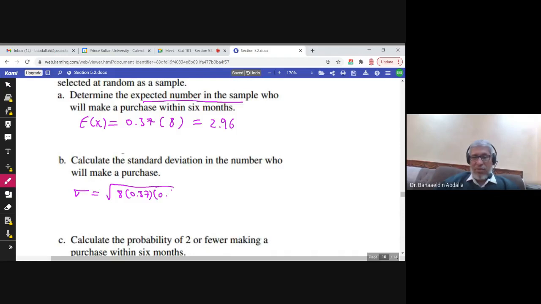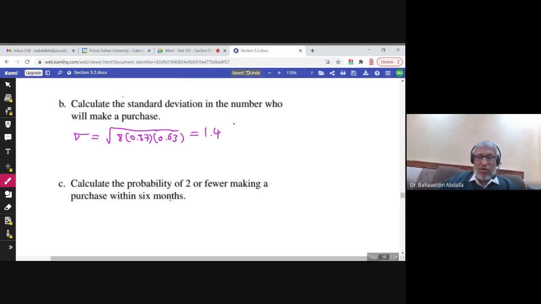And now multiply under the square root 8 times 0.37 times 0.63, and the answer would be approximately 1.4. So the standard deviation is 1.4.